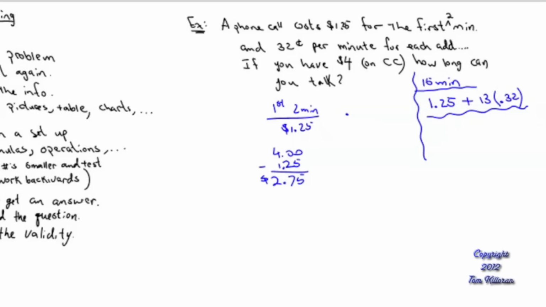So 0.32 goes into $2.75. Now calculators come in kind of handy. How many times does it go in? 8.5, give or take, with a lot of decimals. 8.5. So, how long can you talk on the phone? About 10 and a half minutes? No. There's no about this.